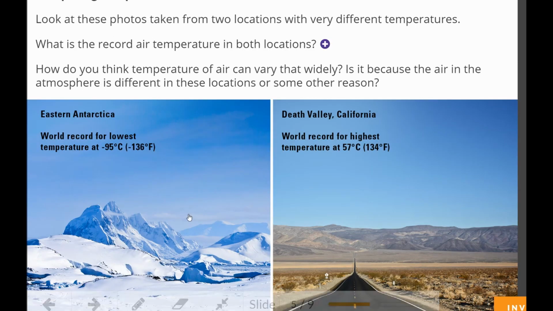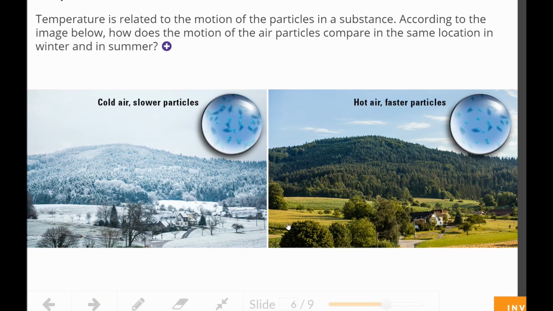Okay, the world record high and low on Earth. We just did our atmosphere project. So what's our record low at the Earth's surface in the troposphere? In Antarctica, it was -95 degrees Celsius, which in Fahrenheit, which we're used to, is -136 degrees. In Death Valley, California, we have the world record highest temperature, 57 degrees Celsius, which translates over into Fahrenheit. That would be 134 degrees Fahrenheit, very hot.